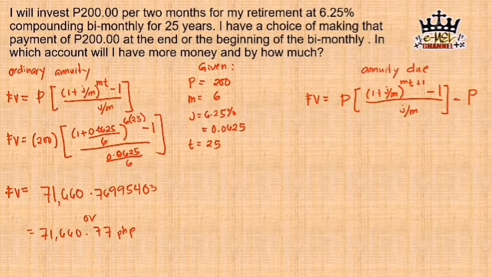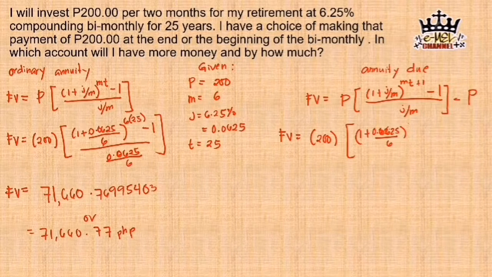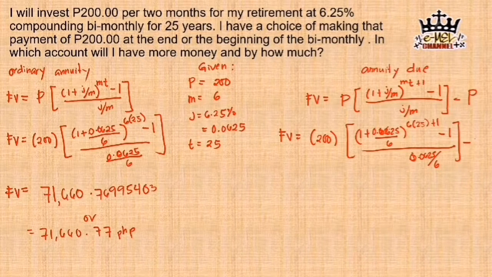Now let's proceed with the annuity due. Let's do the same substitution. FV equals, again, the periodic payment of 200 pesos times the quantity 1 plus 0.0625 over 6, raised to the power of 6 times 25 plus 1, minus 1, over 0.0625 over 6. Then after that, subtract 200 pesos.